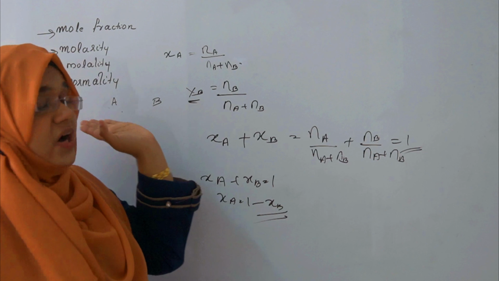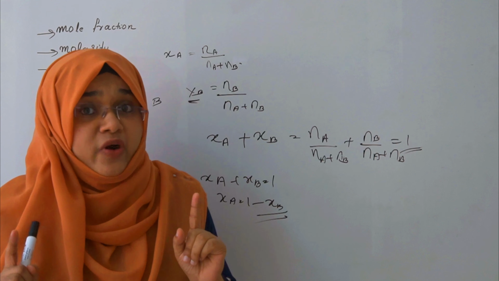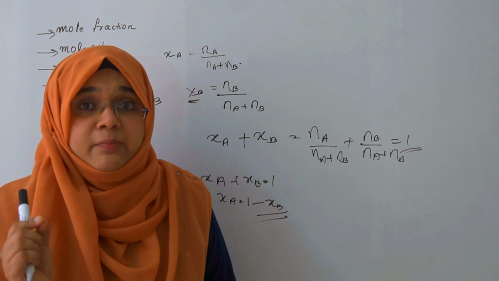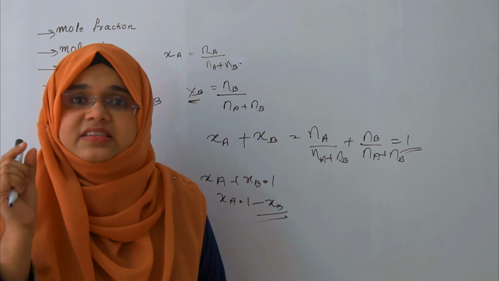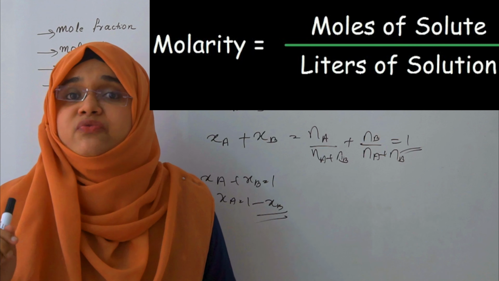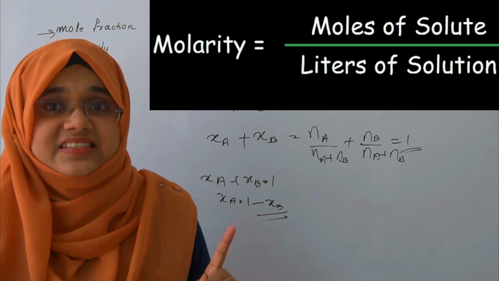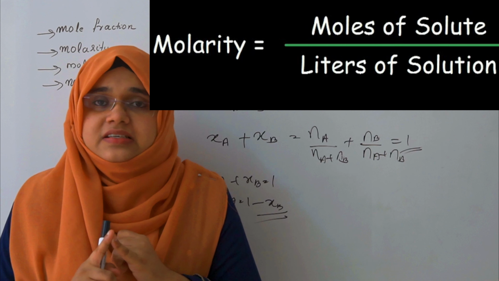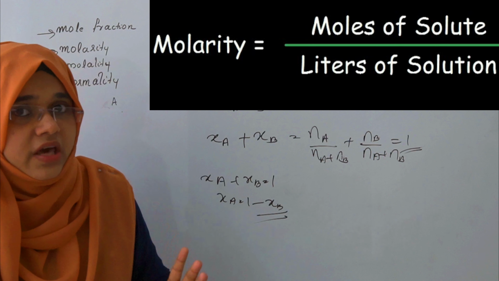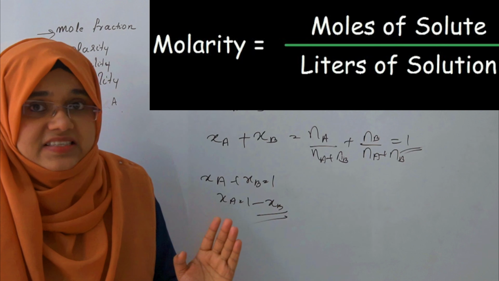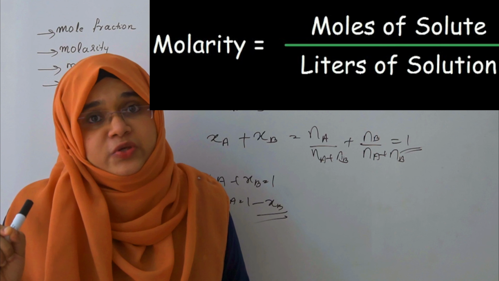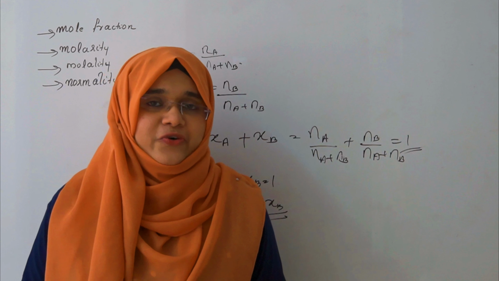Now this is clear. Next is molarity. It's very much important. Molarity is the number of moles of solute per unit volume of the solution in liters. The unit should be liters, and we are considering it out of solution, not out of solvent. So molarity is the number of moles of solute divided by the volume of solution in liters. I hope it's clear.